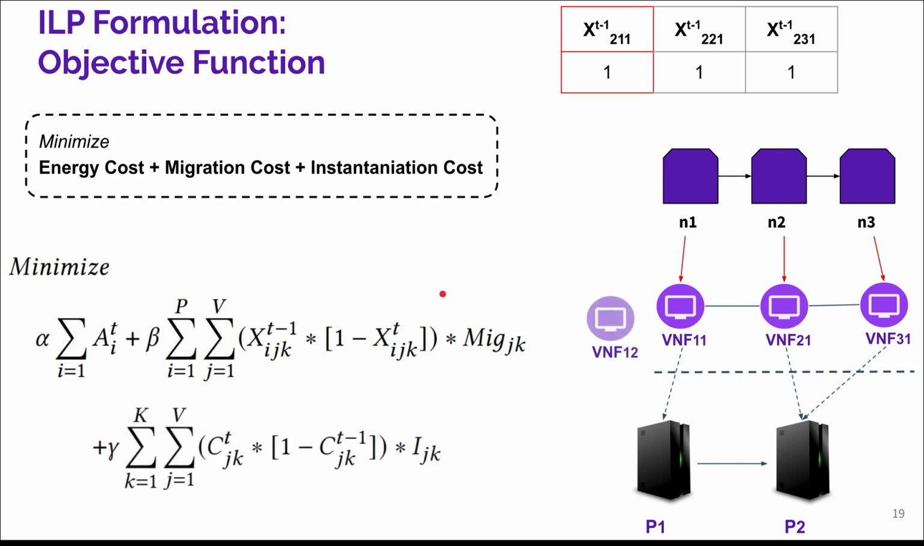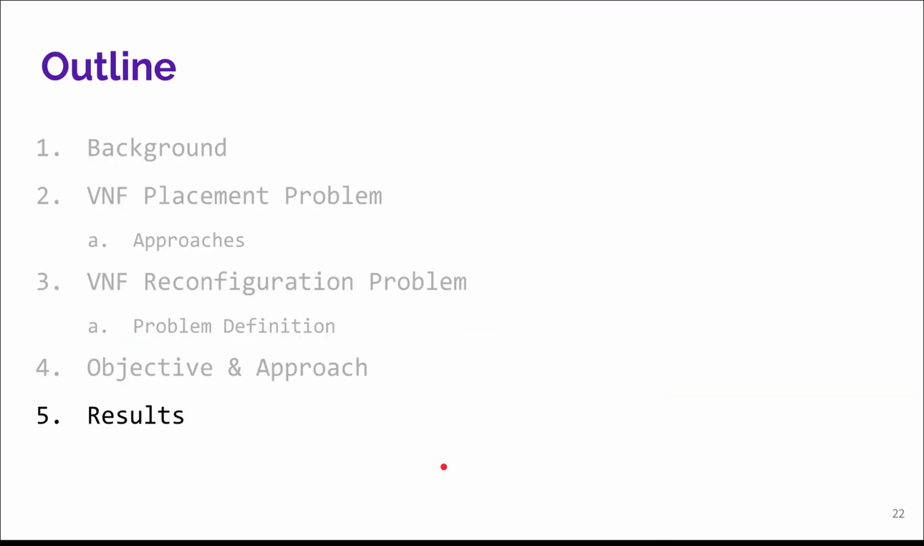Instantiation cost is actually creating a new instance of a VNF. For example, here a new instance of VNF1 has been created. If the value of the resource capacity that is given by the decision variable C changes from a 0 to a non-zero value across time intervals, then we can come to a conclusion that a new instance of VNF has been created. Each instance of VNF undergoes a cost that is required to create a new instance.